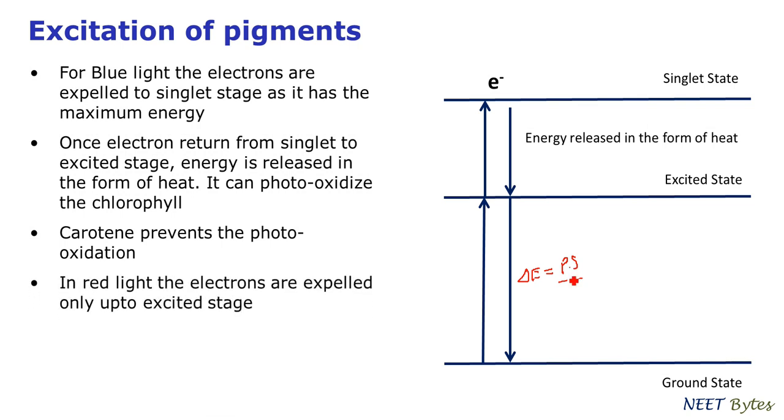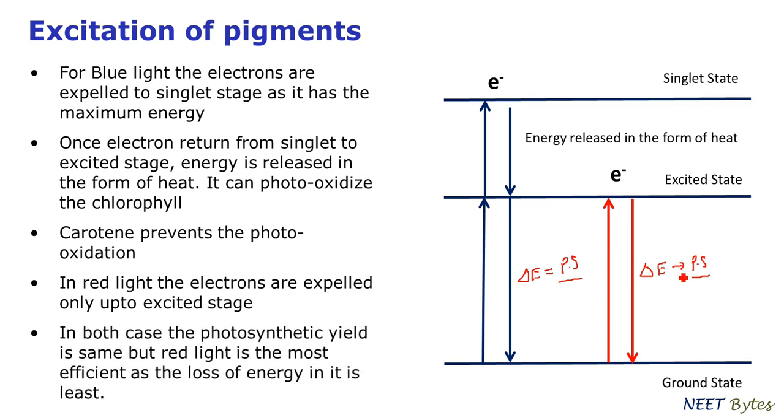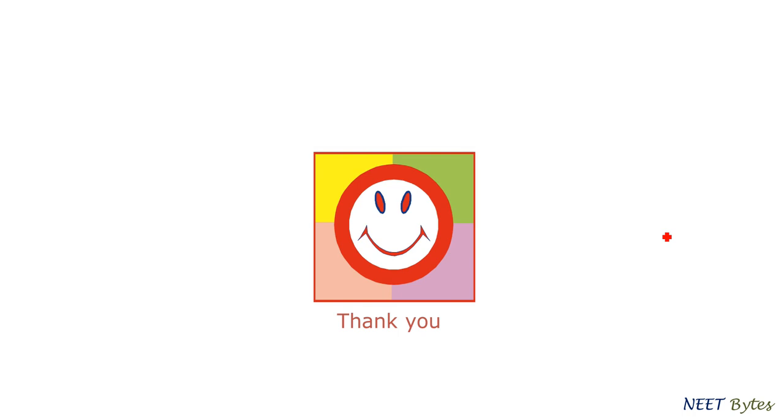So what will happen in the case of red light? In the case of red light also electrons are expelled, but only up to the excited state. When it goes back to the ground state, it also releases the delta energy, and that is utilized for photosynthesis. So in both cases the photosynthetic yield is the same. But why do we call red light the most efficient? Because in the case of red light there is no loss, whereas in blue light there is a loss of energy. That's why we say red light is the most efficient light for photosynthesis, and that's all as far as today's session is concerned. Thank you.